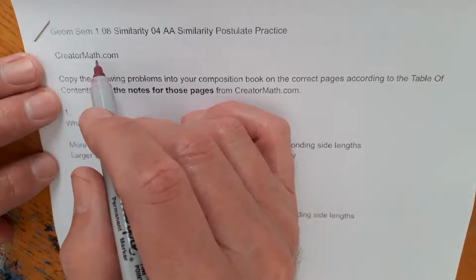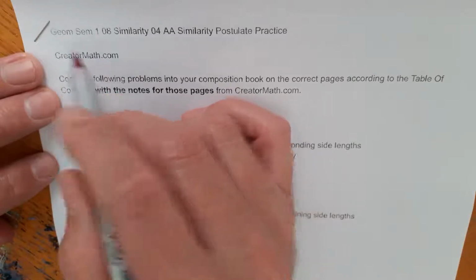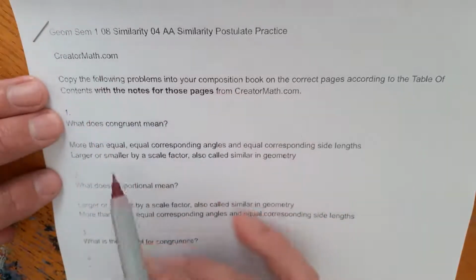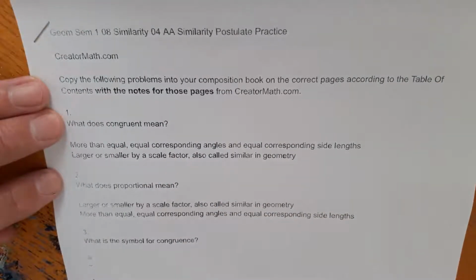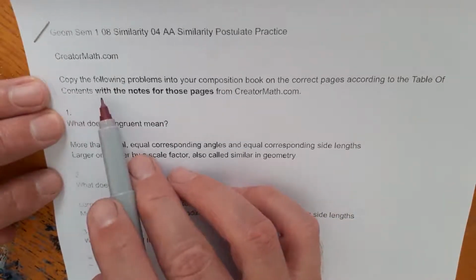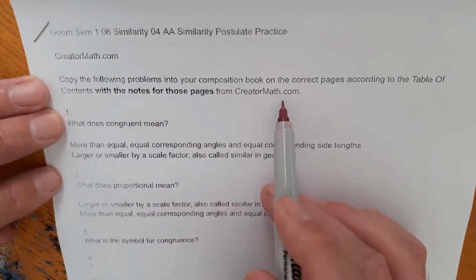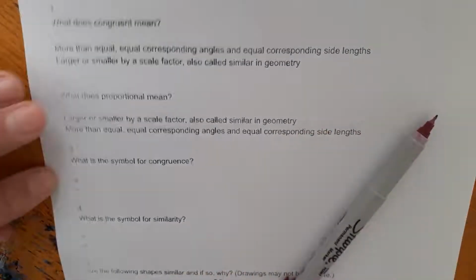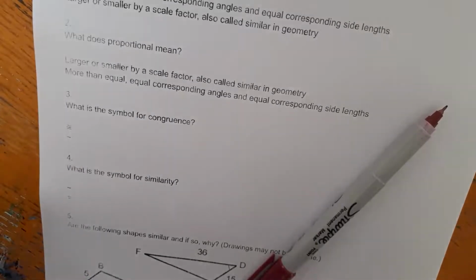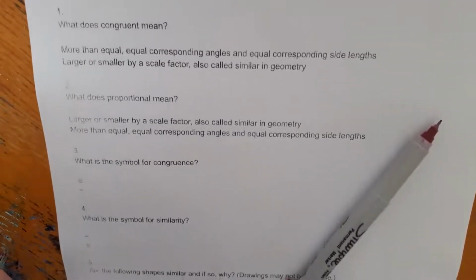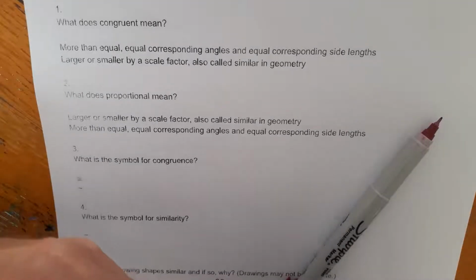It is on creatormath.com. Under the Geometry tab, you may have to Google creatormath.weebly.com. The instructions are: copy the following problems into your composition book on the correct pages according to the table of contents, with the notes for those pages from creatormath.com. So before we go straight into the problems, let's take you to where those notes are, because I know they can be hard to find.